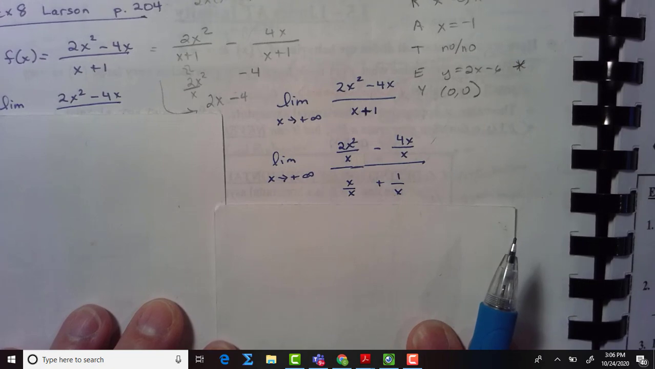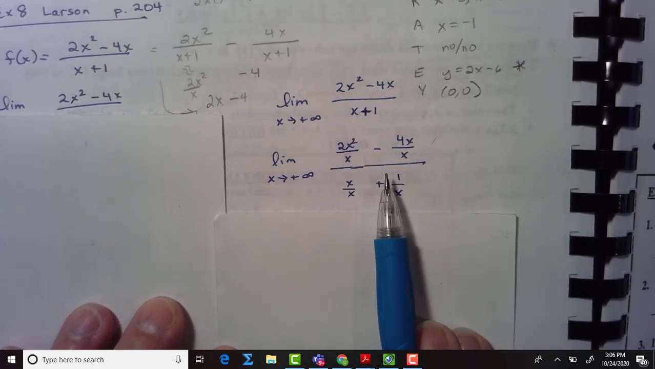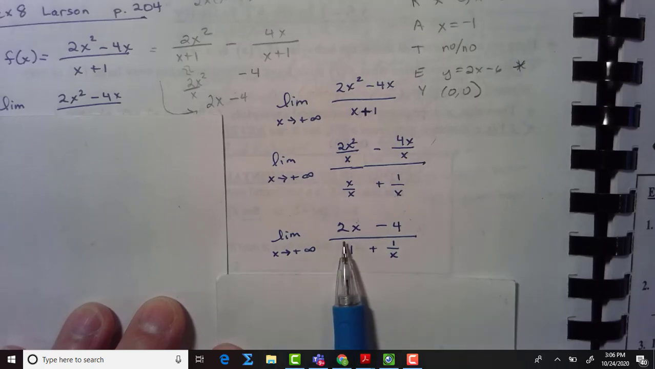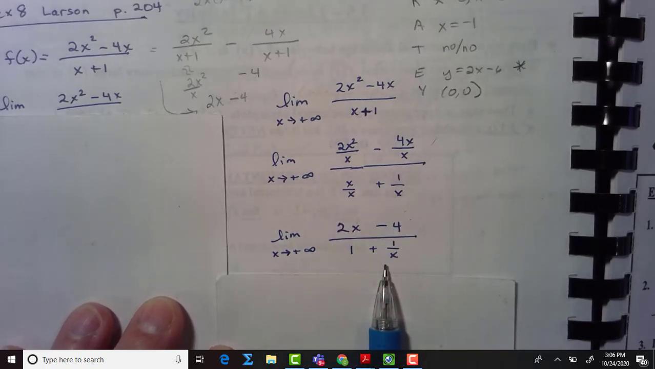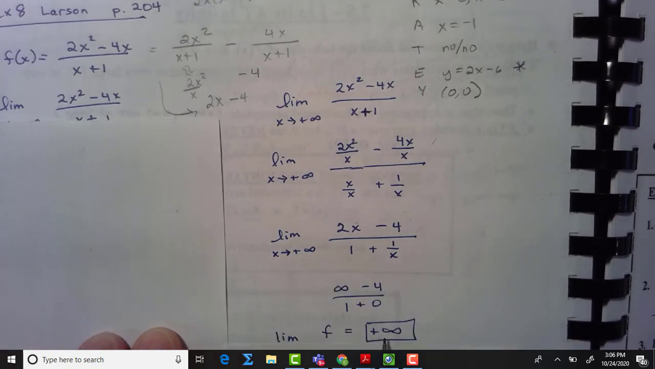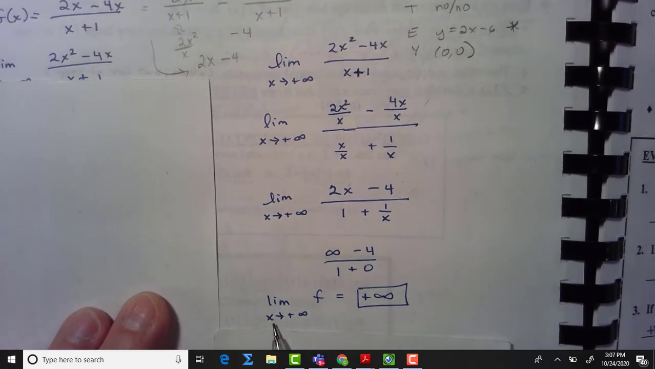If we divide everything through by the highest degree term from the denominator, we get this. It tells us that we have 2x minus 4 over 1 plus 1 over x when everything gets reduced. As we go to infinity, this term goes to infinity, this goes to 4, this goes to 1, this goes to 0. So as we approach positive infinity on our function, we're going to positive infinity.